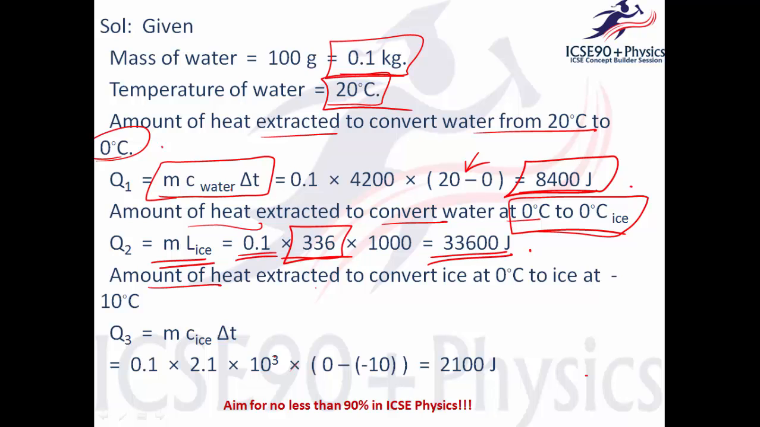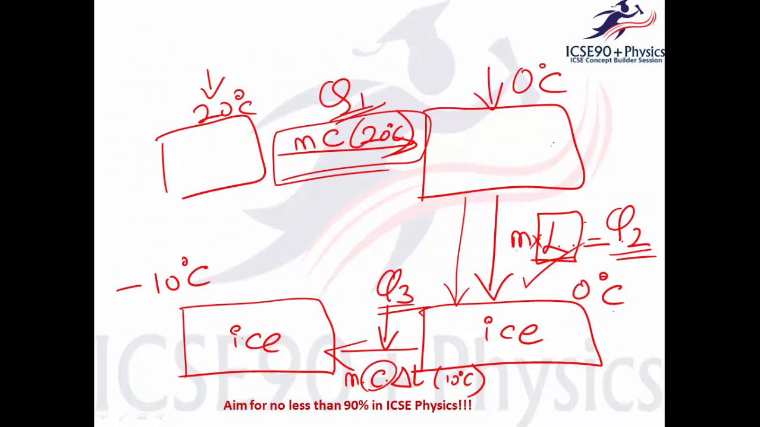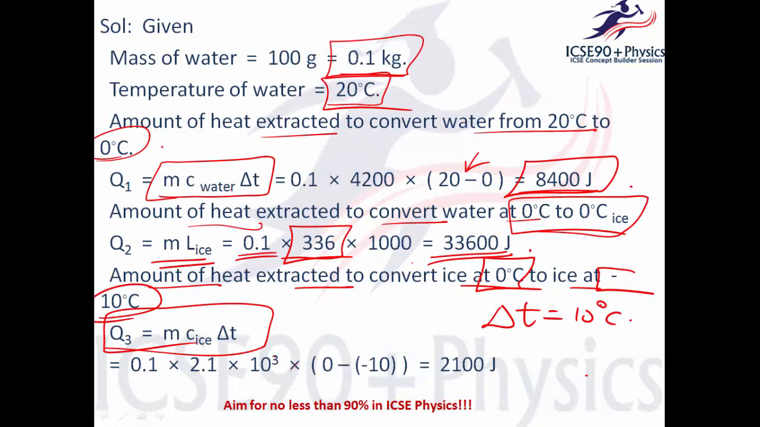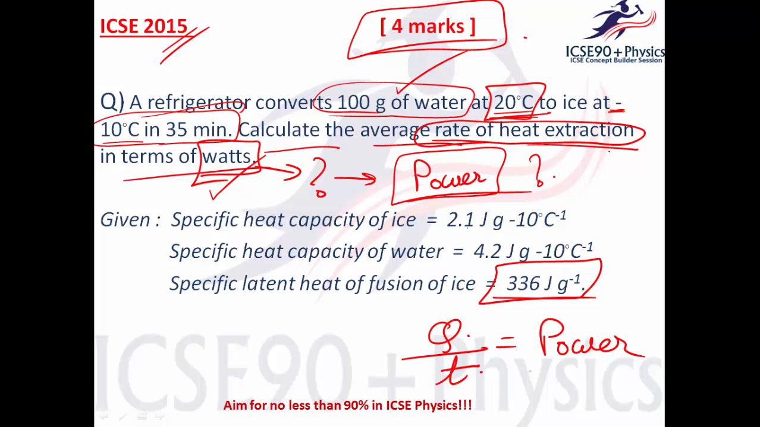Finally, the amount of heat extracted to convert ice at 0 degrees Celsius to ice at minus 10 degrees Celsius. Notice delta T is 10. This again would be mc delta T. That is the third process over here, Q3, right? So Q3 turns out to be finally 2100 joules, wherein C ice is the specific heat capacity of ice, which is 2.1 joules per gram per degree Celsius.